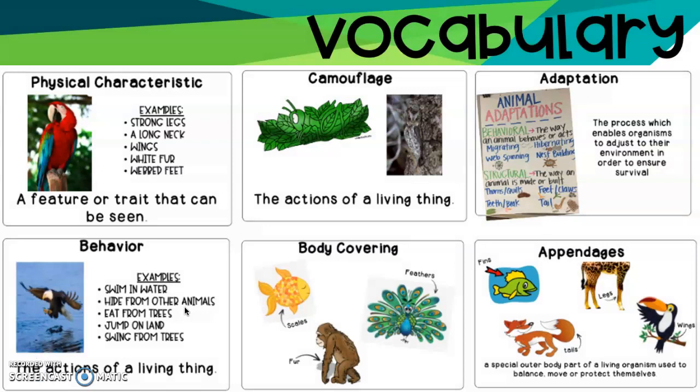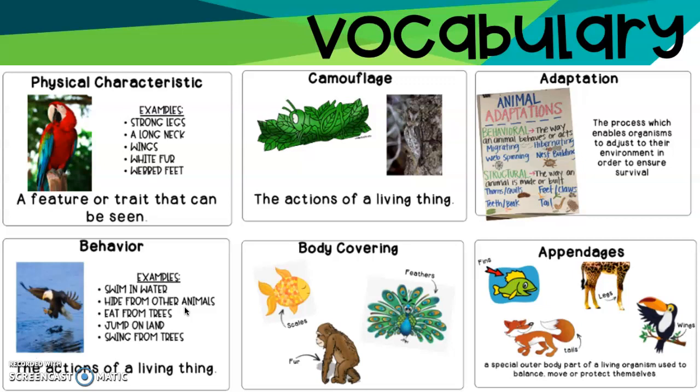Some of the vocabulary. In the top left, we have physical characteristic. That is a feature or trait that can be seen. Some examples of that are strong legs, a long neck, wings, white fur, webbed feet. Underneath that, you have behavior, the actions of a living thing. Some examples of that are swim in water, hide from other animals, eat from trees, jump on land, swing from trees.